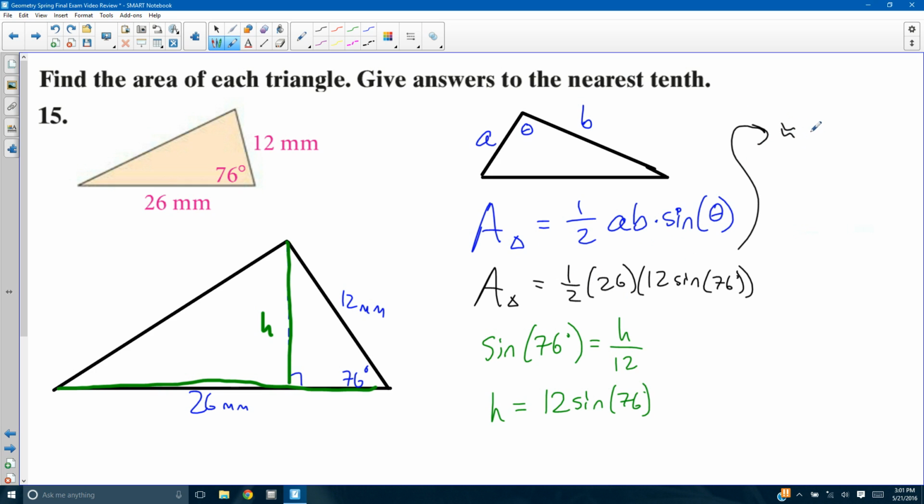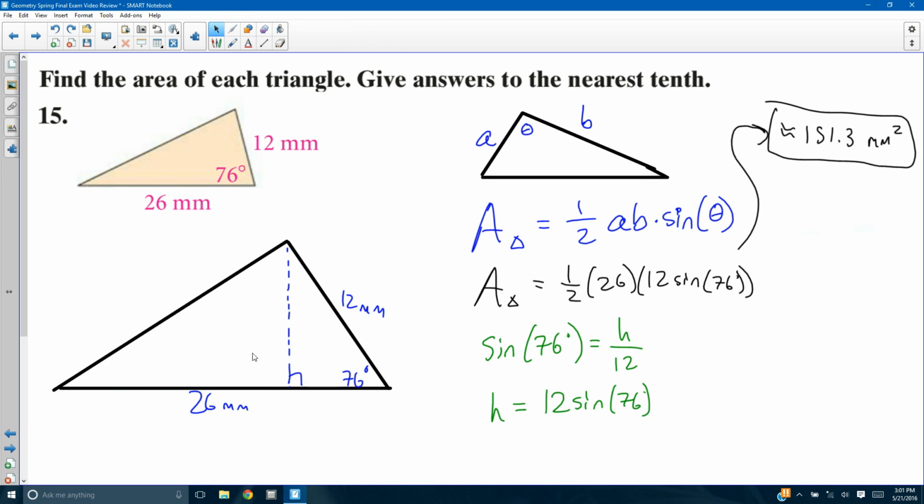It's about 151.3, I was about to say degrees, square millimeters. That's rounded to the nearest tenth. Now, I didn't round until the very end. Notice I'm not rounding this number beforehand, before I multiply it by 26 and then take half of it. All right, that's one way of doing that problem, meaning finding that particular height right there.